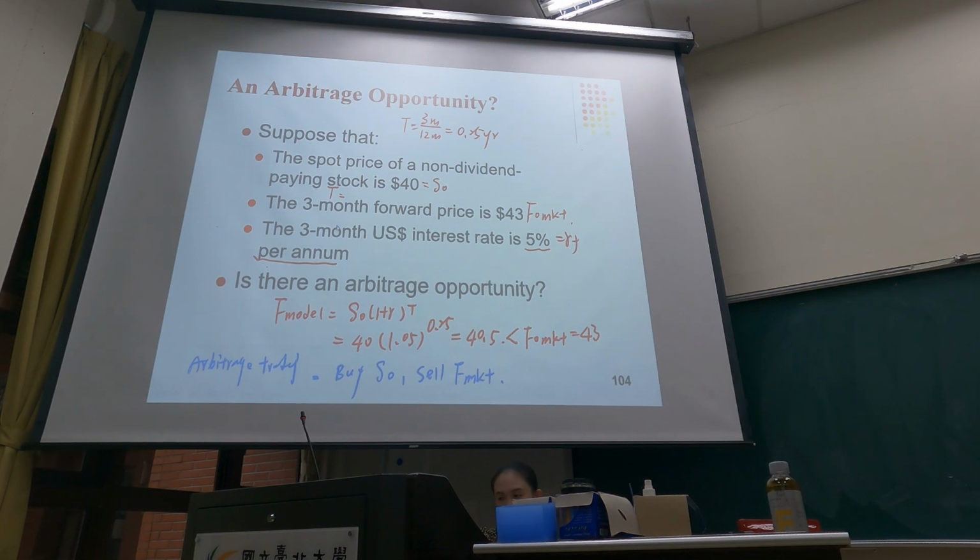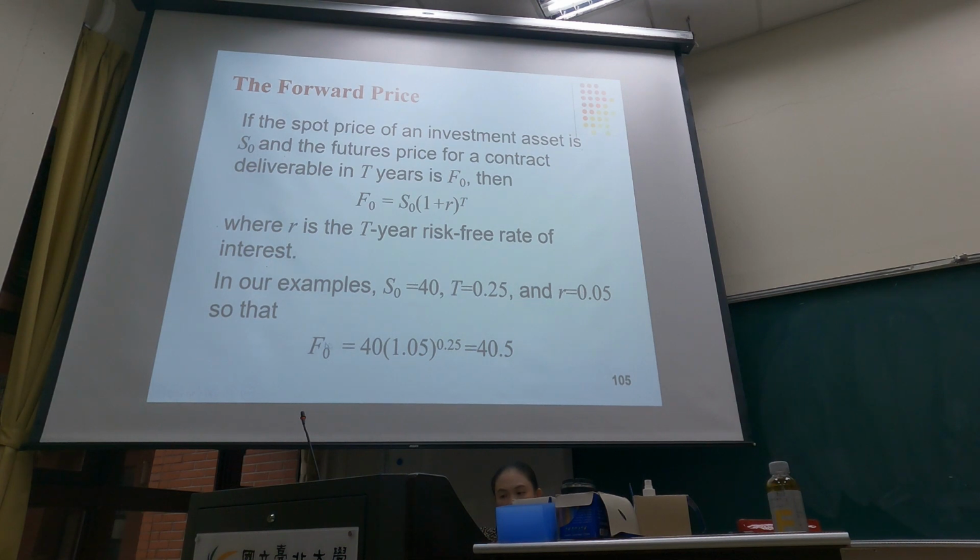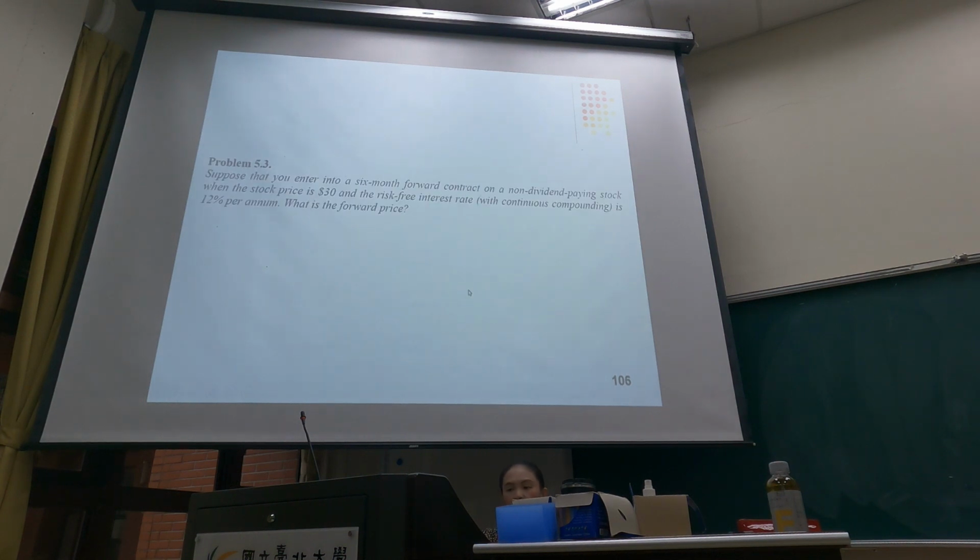Okay, the next slide also describes the same thing. You can just take a look. Now check out this question. Suppose that you enter into a 6 months forward contract. So remember, 6 months: T equals 6 months over 12 months equals 0.5.